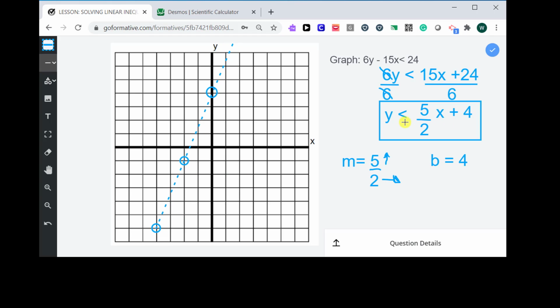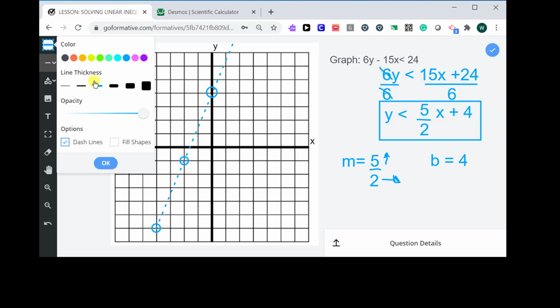The last thing I need to do is my shading, which I need to look at the inequality sign. The inequality sign says less than. So then I put my pencil at the y-intercept, and imagine that that's my elevator. And because the symbol is less than, that means I'm going to ask my elevator to go down. So that means my cursor or my pencil falls below the line, and that tells me that's where I'm going to shade.